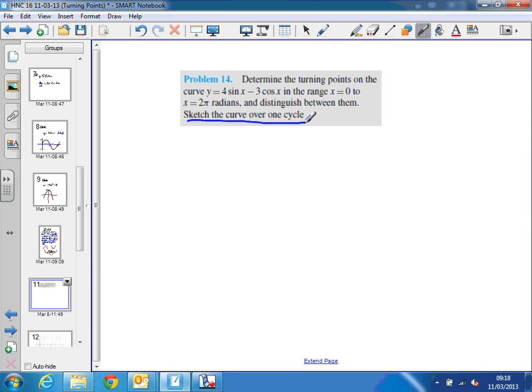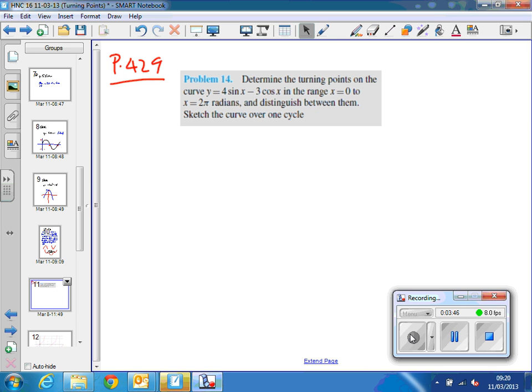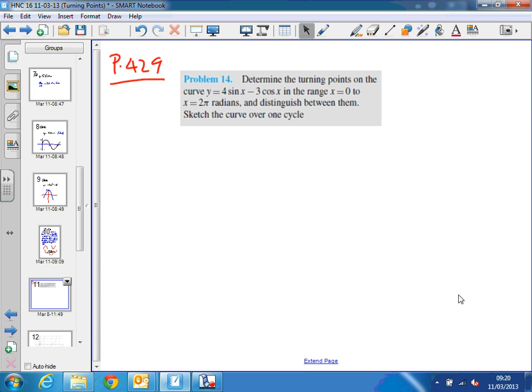We're just after the maxima and minima values. If you want to sketch the curve, you type this into Autograph. You're not going to go to the trouble of going through all this process. Okay? So let's just focus on finding these turning points and determining whether they're maxima or minima. So let's go through the steps.